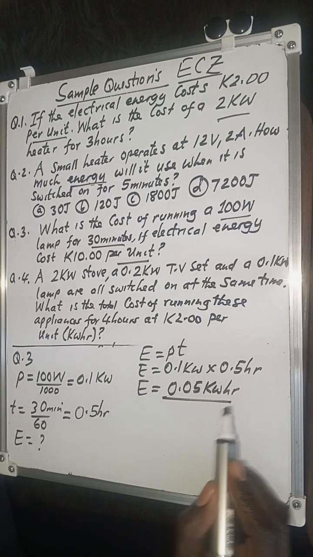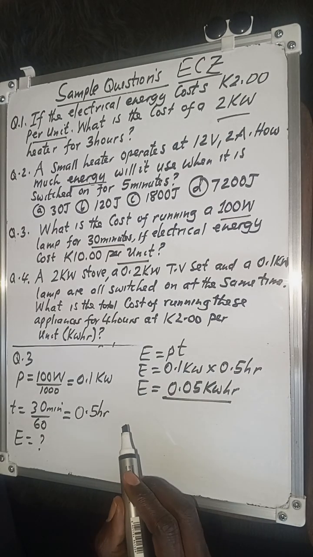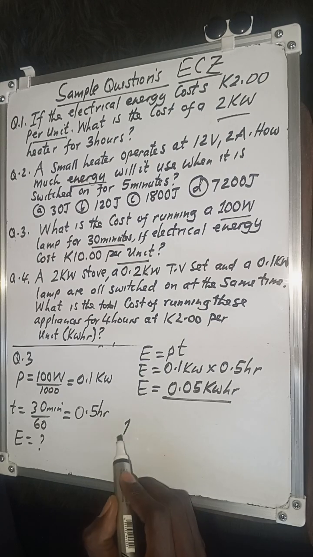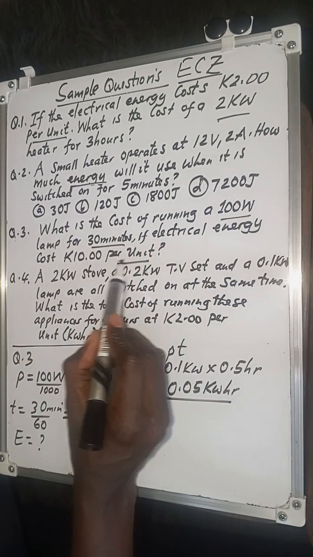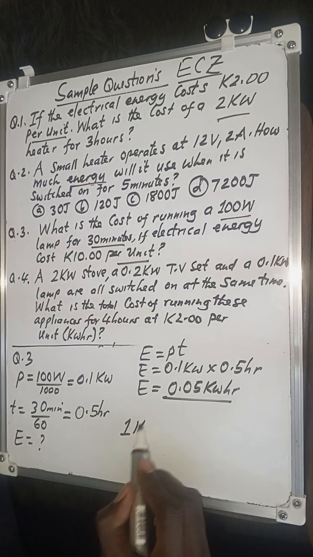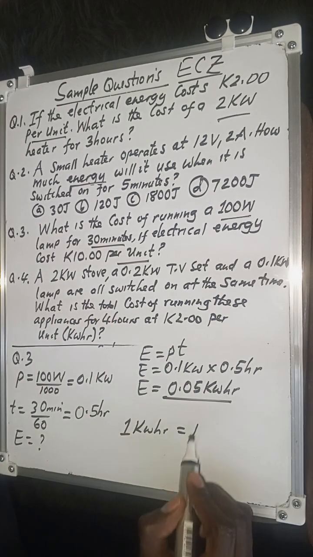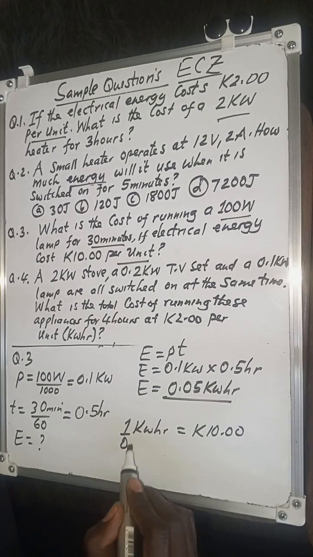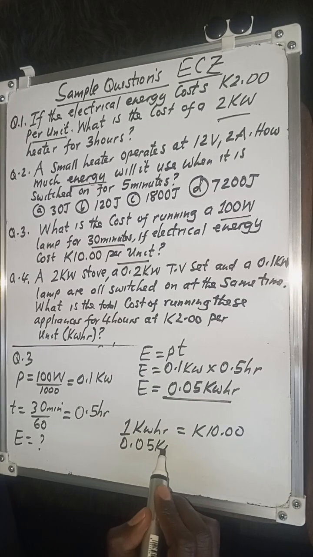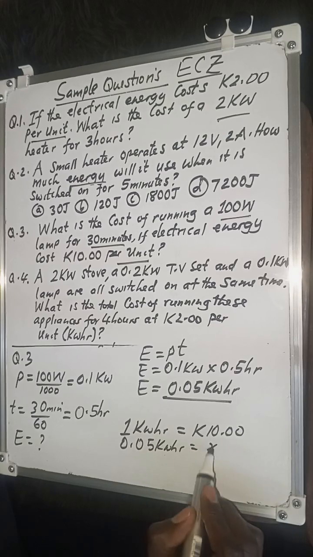So now once you calculate the electrical energy, you can now calculate the cost. Remember, they told us that per unit it costs 10 kwacha. So I'm going to say 1 kilowatt hour is costing 10 kwacha. So what about if I have this 0.05 kilowatt hour? Then how much will it cost?